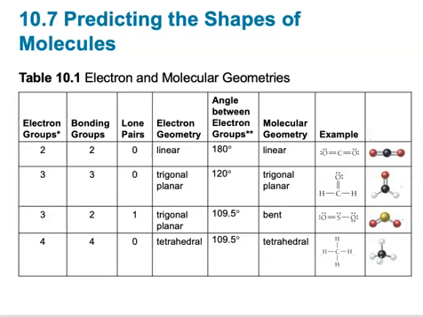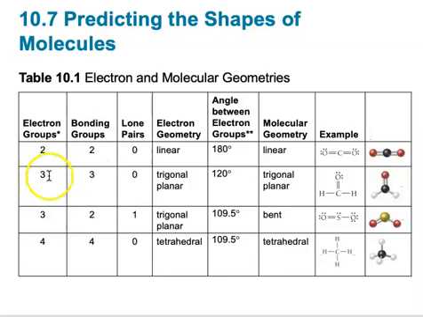So, to summarize predicting the shapes of molecules, if there are 2 electron groups and 2 bonding groups and no lone pairs, we are going to get a linear geometry. If there are 3 electron groups, 3 bonding groups, and no lone pairs, we're going to end up with trigonal planar geometry, where we're flat and sort of triangular.